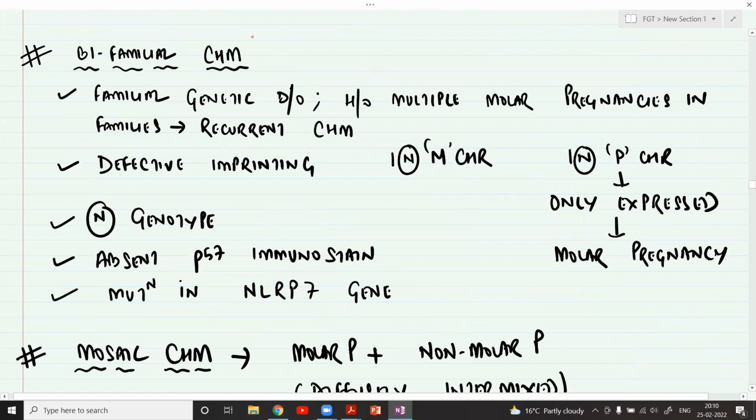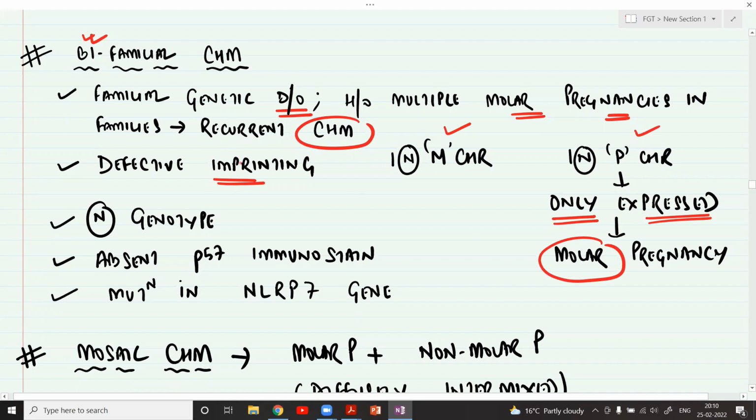Now, for example, there is a variety of complete hydatidiform mole called the biparental variety. Okay, so over here it is a familial genetic disorder with a history of multiple molar pregnancies in families. So there is a recurrent complete H mole. Now there is a defective imprinting. Imprinting is something that we have learned in genetics. So there is presence of one normal maternal chromosome and one normal paternal chromosome. But over here, instead of the maternal chromosome, only the paternal chromosome is expressed, and that is leading to the molar pregnancy. So defective imprinting is lying at the heart of biparental complete hydatidiform mole.